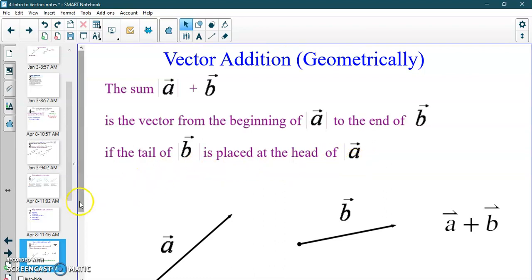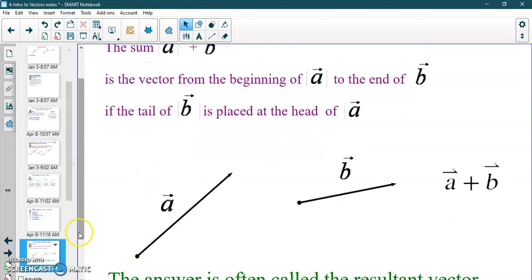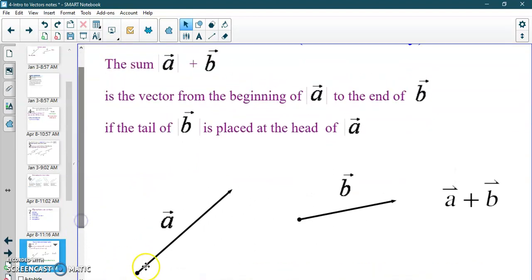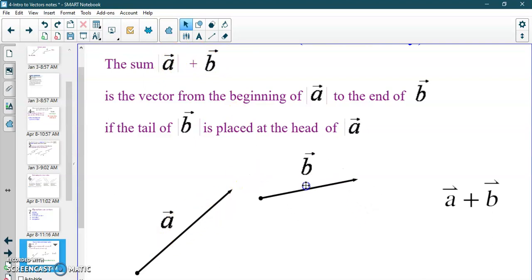So remember that we call this point here the initial point of vector A, or the tail. And where the arrow is, that's our terminal point. We call that the head of vector A. So if it's A plus B, then we're going to take vector A and add vector B to the end of it. So we're going to take vector A here, and then we take vector B and just add it to the end.